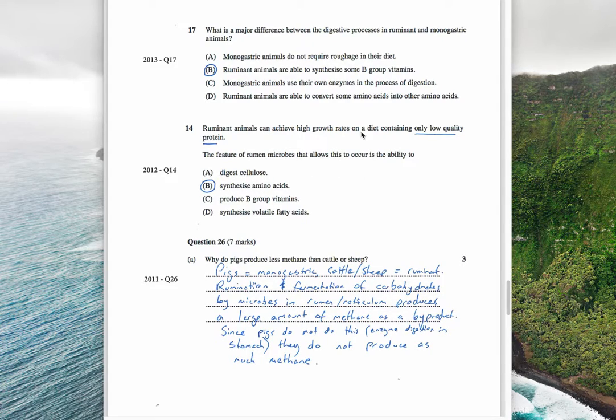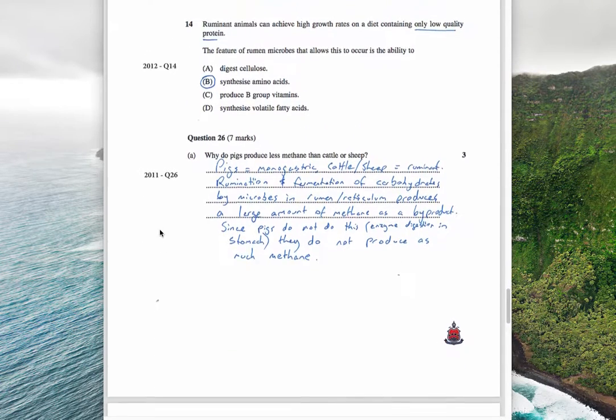But the best answer here is, it's asking about high growth rates, even with having low quality protein. And clearly you need enough protein to have enough muscle growth and growth rate. And so here, digesting cellulose is not really relevant. Synthesizing or creating amino acids is the most relevant to the question because of the bit about protein.